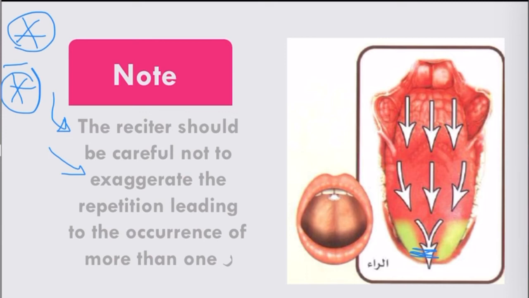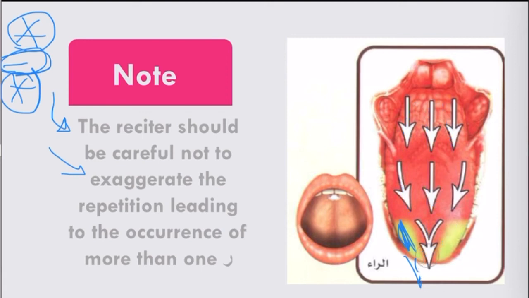leading to the occurrence of more than one Ra. And the third way, which is the right way, is to read the Ra the same way as the image shows you. So touching these two parts, leaving the middle of the tongue open, allowing the sound to go from the sides of the tongue towards the middle, and the sound should keep running, with a light shaking of the tongue. This is called the repetition.